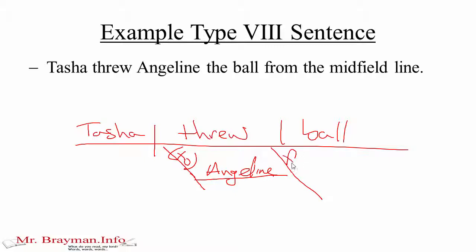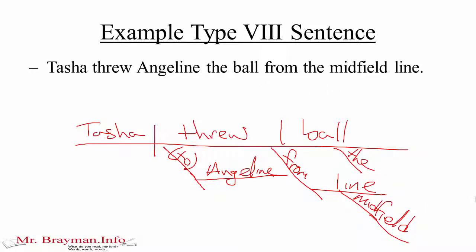And she threw it from the line, the midfield line. And ball has a modifier as well. Okay, so again, we have two prepositional phrases modifying the predicate. This one forms the indirect object. And this one's just a simple prepositional phrase saying where she threw it from, and thus just modifying ball.